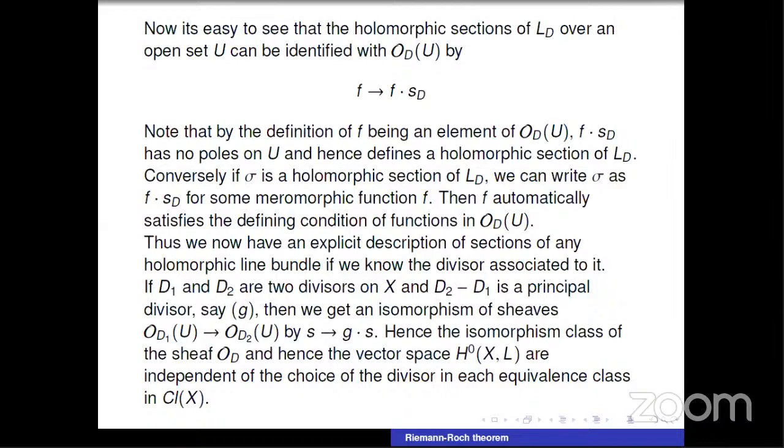Hence the isomorphism class of the sheaf O_D and hence the vector space H^0(X, L) are independent of the choice of the divisor in each equivalence class in the class group of X. This vector space H^0(X, L), which is what we are interested in for the Riemann-Roch theorem, does not depend on the specific choice of the divisor in any equivalence class in the class group.